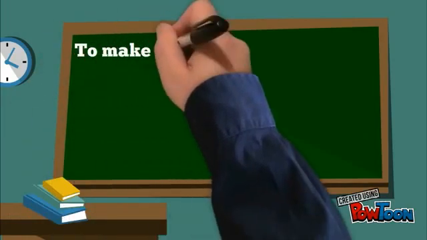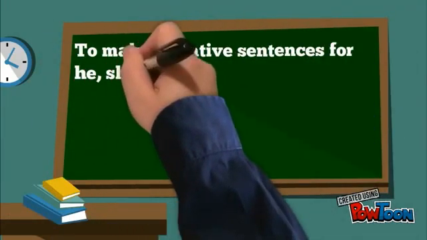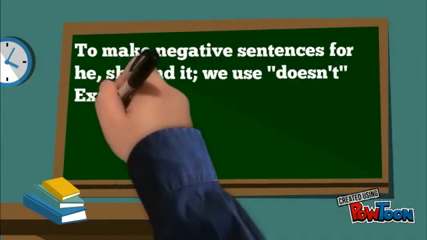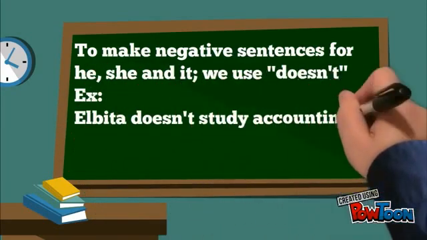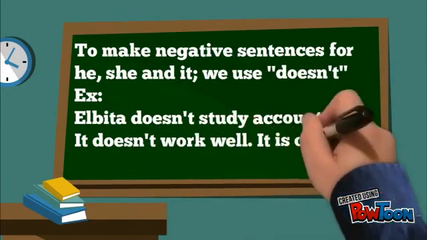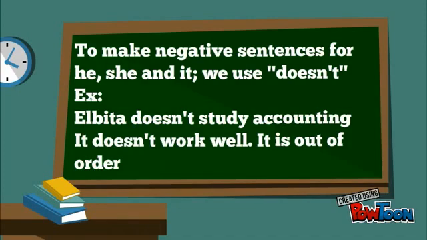To make negative sentences for he, she, and it, we use doesn't. Example: Albita doesn't study accounting. It doesn't work well. It is out of order.